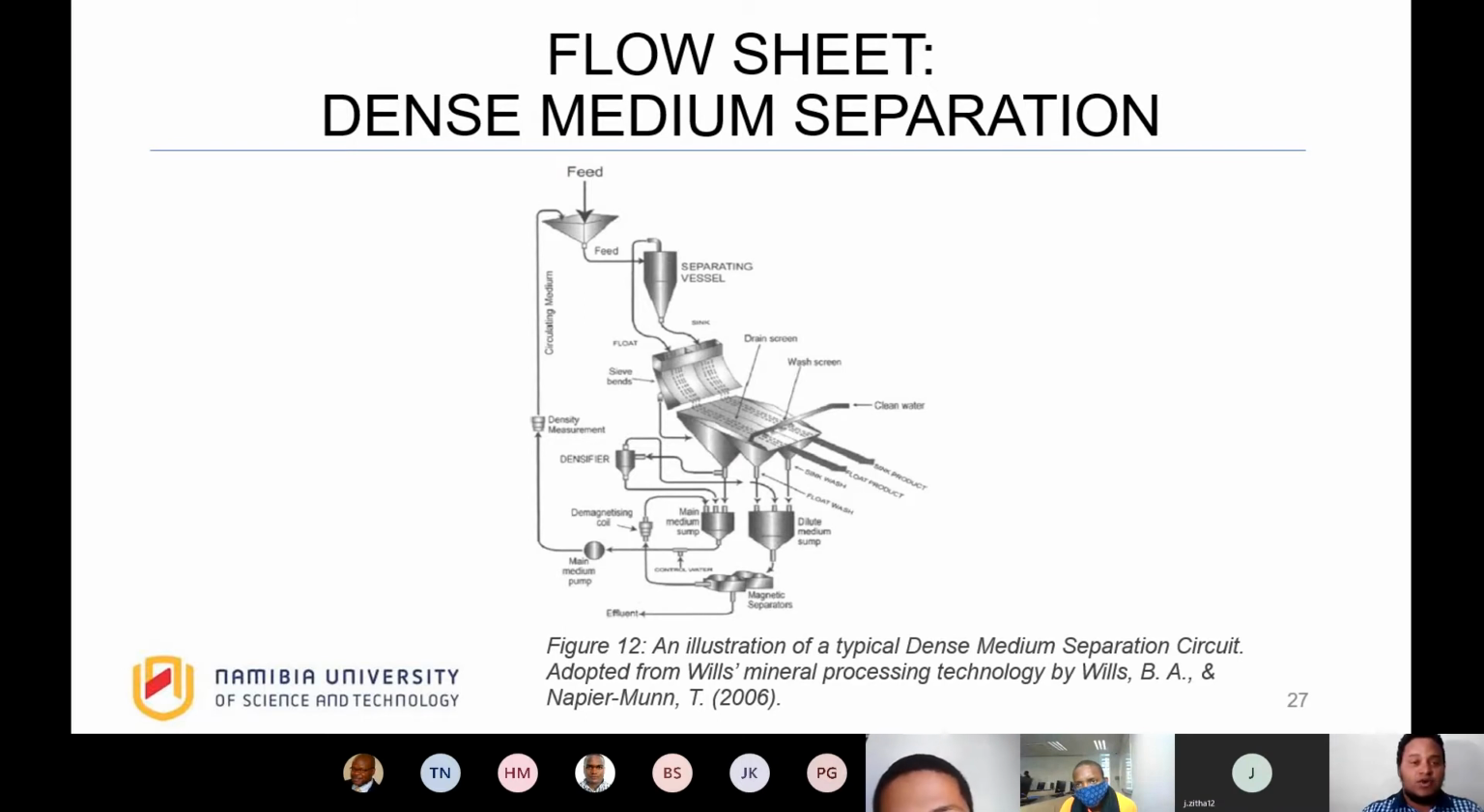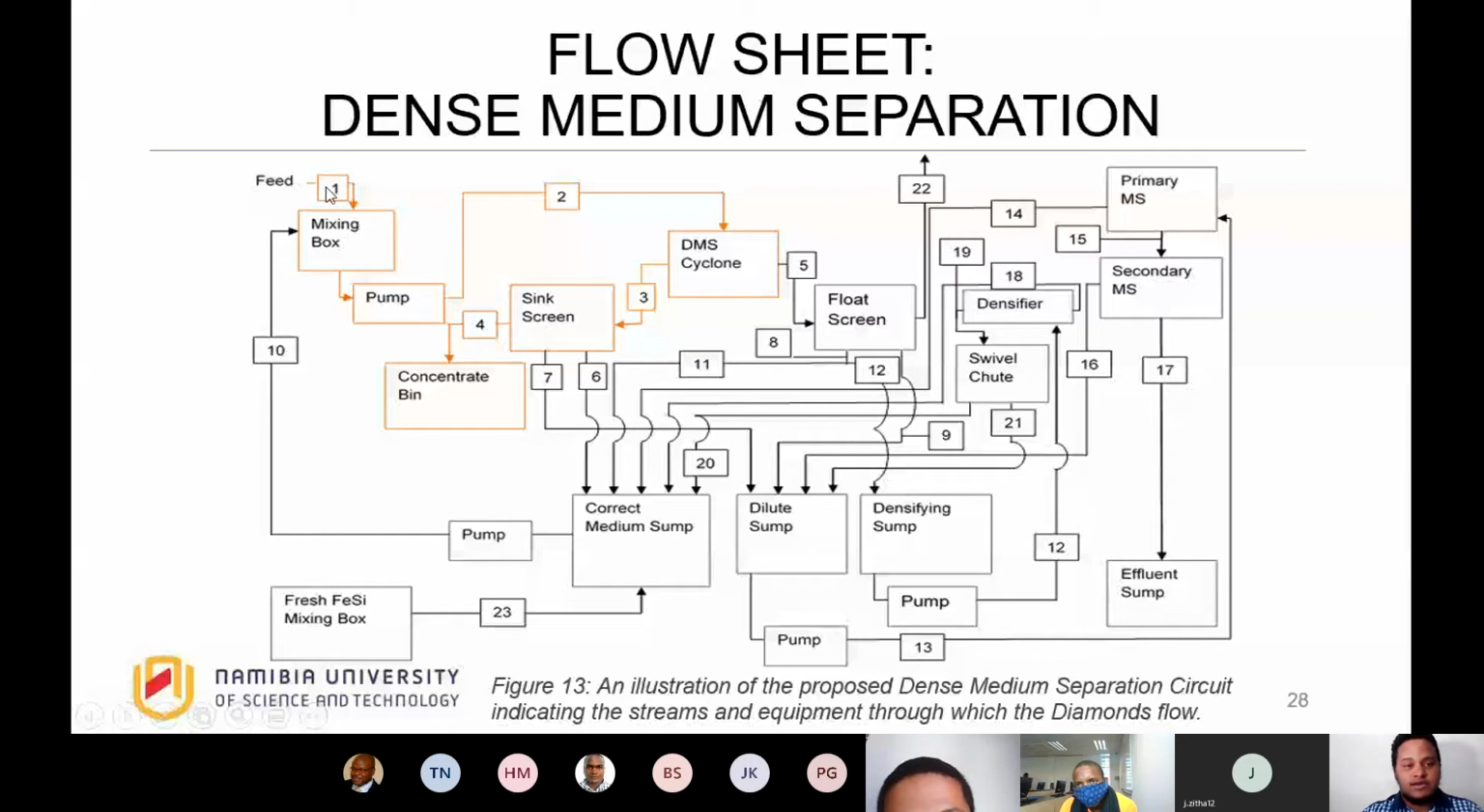As you can see, your diamonds enter through the first flow stream and go to the mixing box, where they are mixed with your ferrosilicon. That is then pumped to your DMS cyclone, and then your sinks go to the sink screen, which then reports to the concentrate bin.